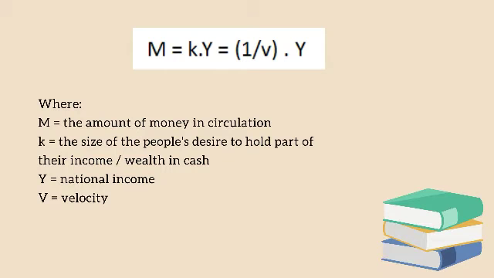And then this is K, M. This is the amount of money in circulation. K is the size of the people's desire to hold part of their income. And W is national income. And V is velocity.